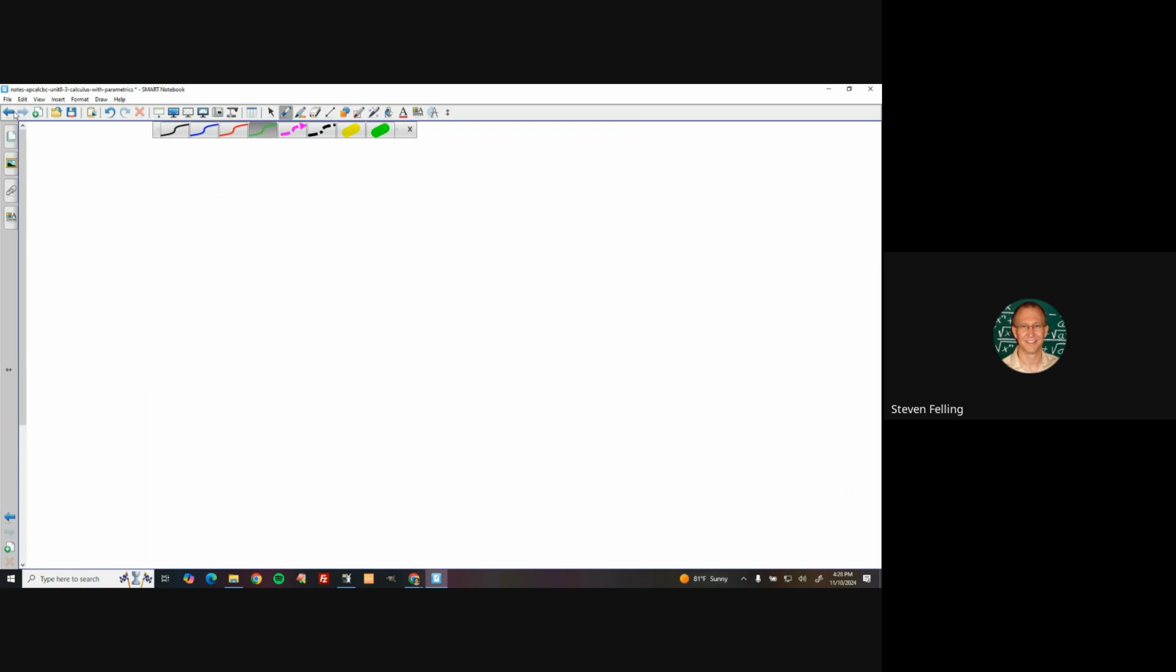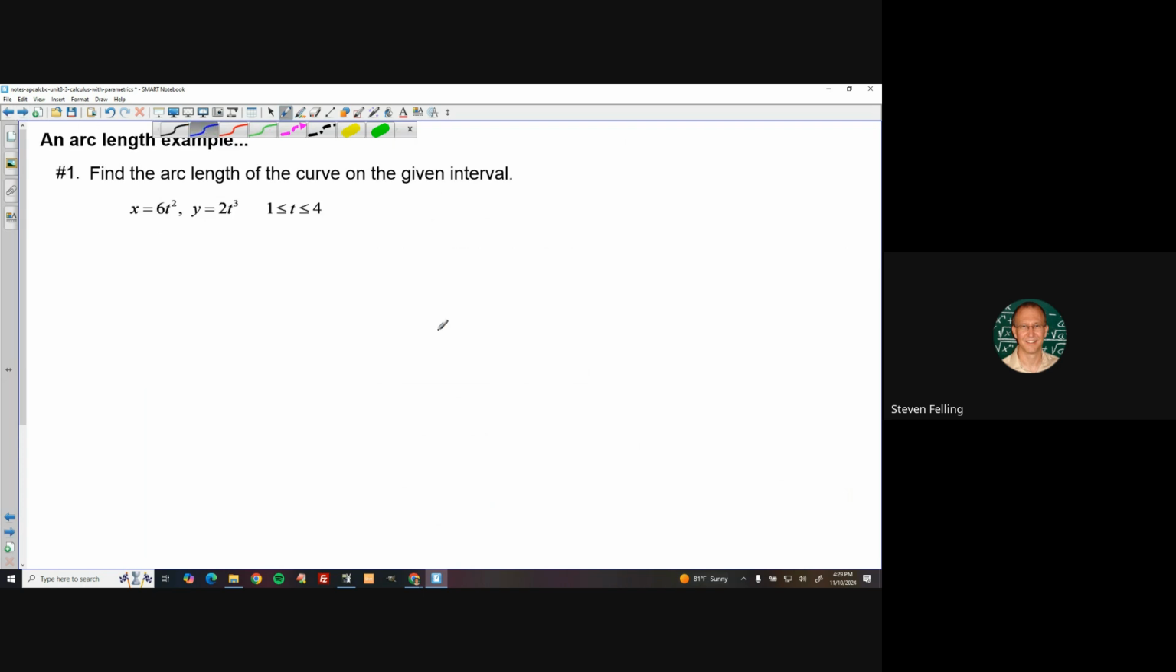So I just have a single example here because there's not very many ways this can go. Let's say that we're saying find the arc length of a curve that's defined by the parametric equations x is 6t squared and y is 2t cubed, and we want to find the length of the arc from 1 to 4. Okay, so we'll simply say the arc length is equal to an integral from a to b, this is the pattern for it, of the square root of dx dt squared plus dy dt squared dt. Right, so to fill this in, we're going to integrate from 1 to 4.